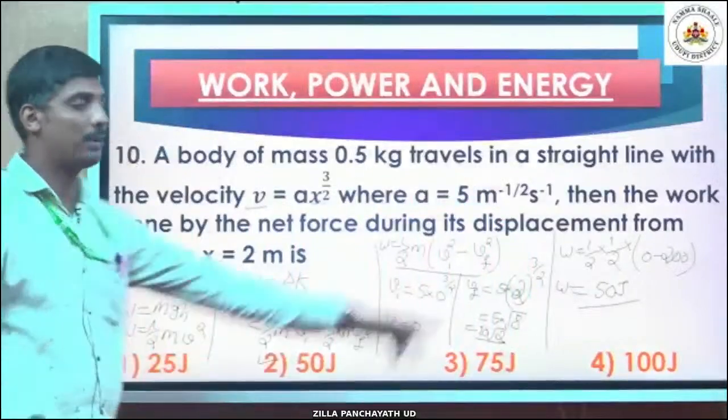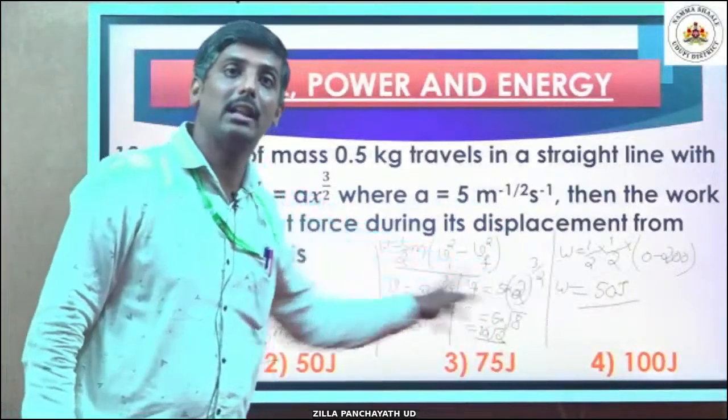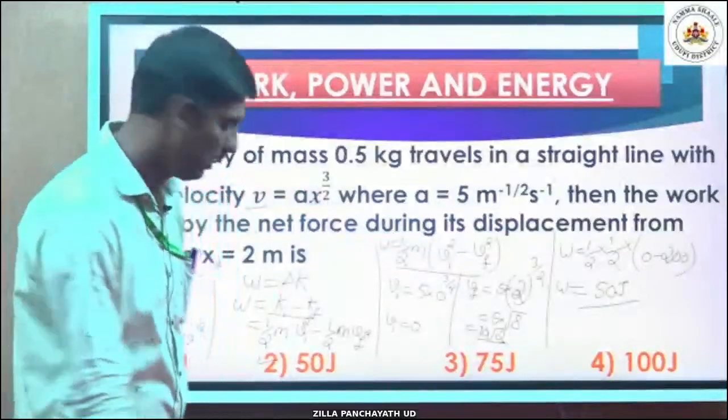Here you get a minus sign, children, so don't worry, you take Kf minus Ki. Clear? Okay, so the next one.